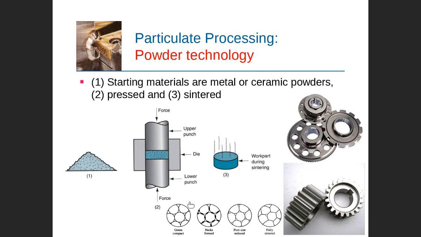Meanwhile, this one could be controlled: the porosity of the material. When you do compaction like this, it will be porous. When you do sintering, porosity will reduce. Then I can control the porosity. I can also manufacture a porous material by powder technology.